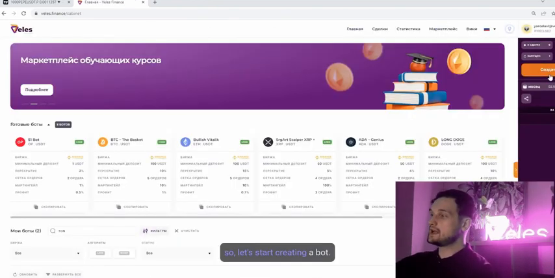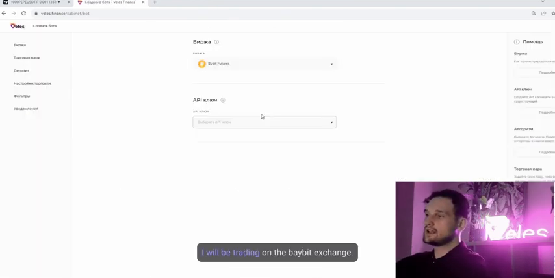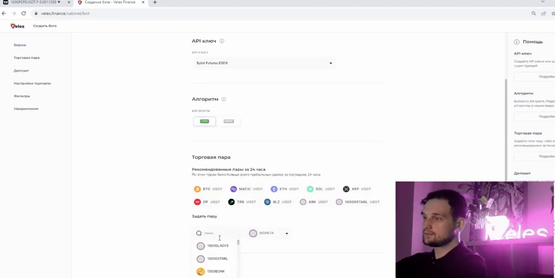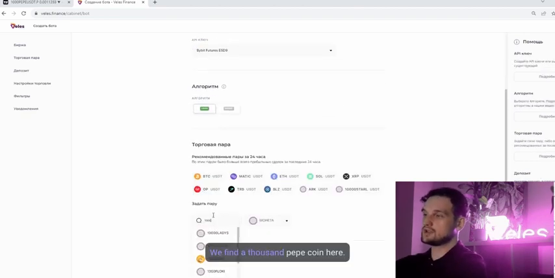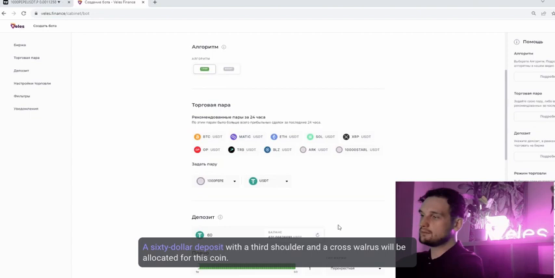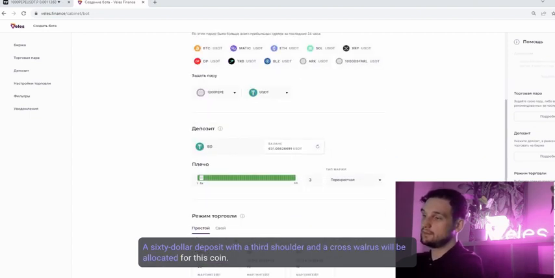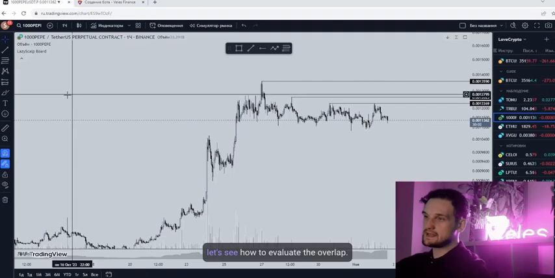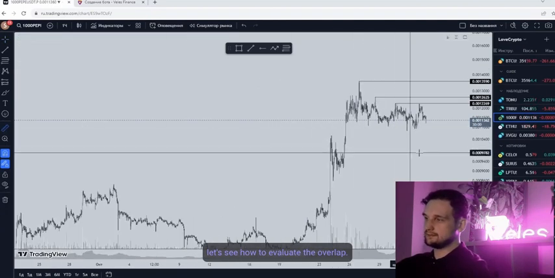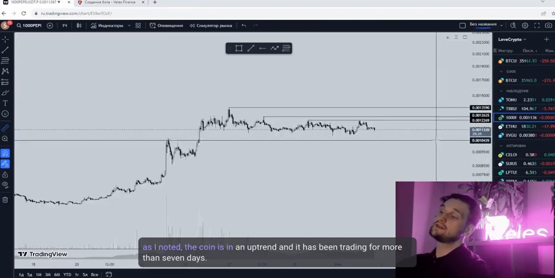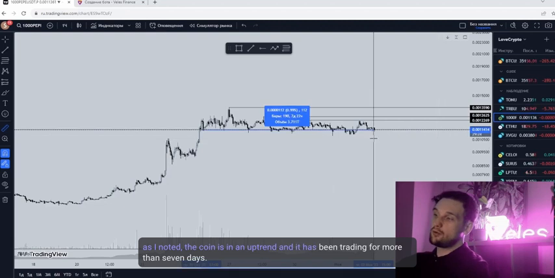So, let's start creating a bot. I will be trading on the Bybit exchange. We find the 1000 Pepe coin here. A $60 deposit with a third leverage and cross margin will be allocated for this coin. Let's see how to evaluate the overlap. As I noted, the coin is in an uptrend and it has been trading for more than 7 days.